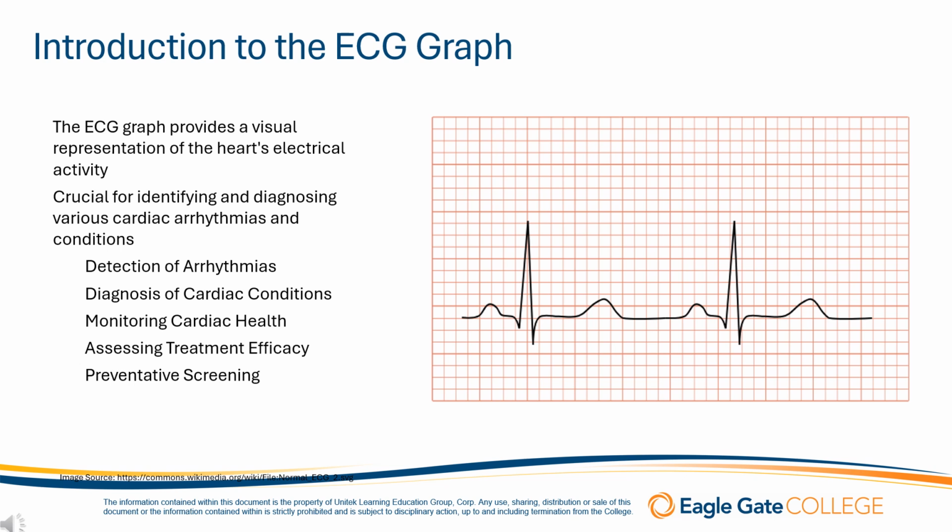Beyond arrhythmias, the ECG graph is also instrumental in diagnosing other cardiac conditions, such as myocardial infarction or a heart attack, electrolyte imbalance, and structural abnormalities like hypertrophy or dilation of heart chambers. Each of these conditions produces specific changes in the ECG waveforms, which allows for accurate diagnosis and timely intervention.